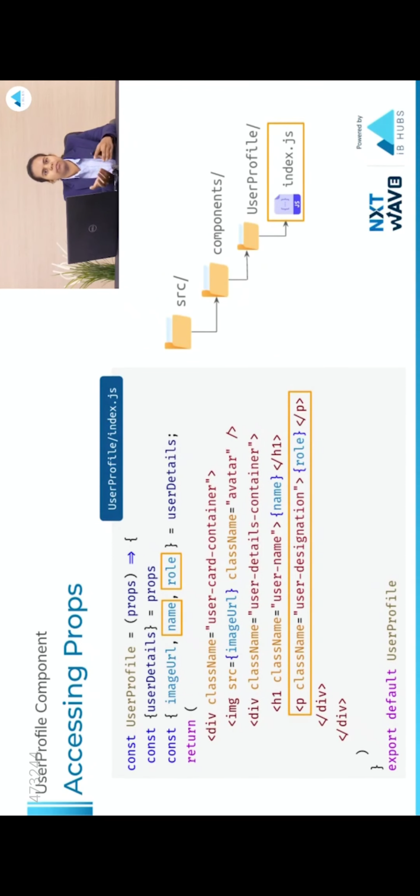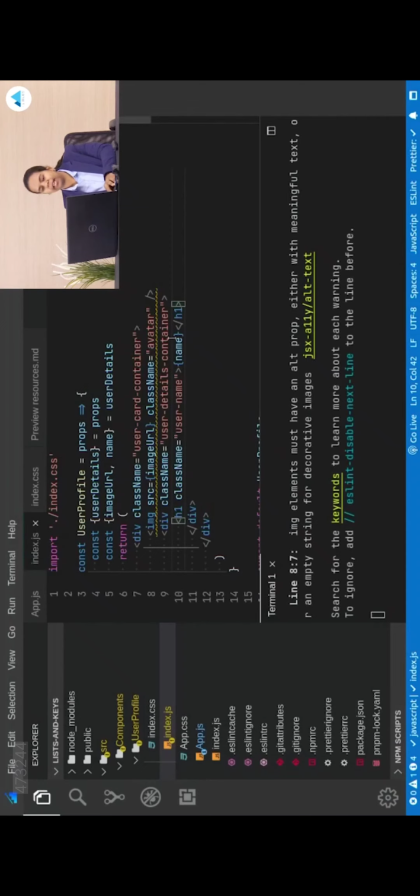Let's add role also. Firstly, we need to access that detail from the user detail. So we got role, right? So then we are embedding there. Below we have added a paragraph element. So then we embedded the role. There's some styling, user designation. We added that class. Okay. So let's do these steps. So we are done adding the name.